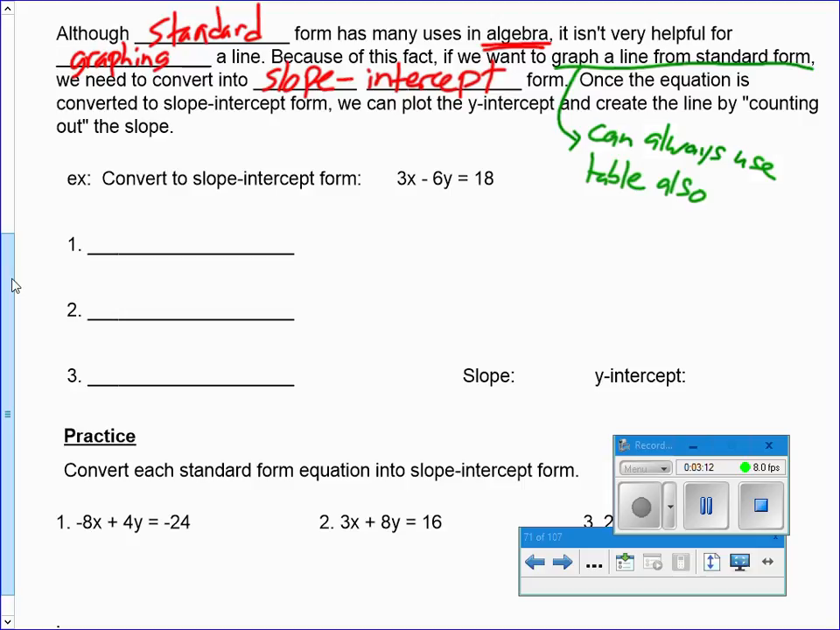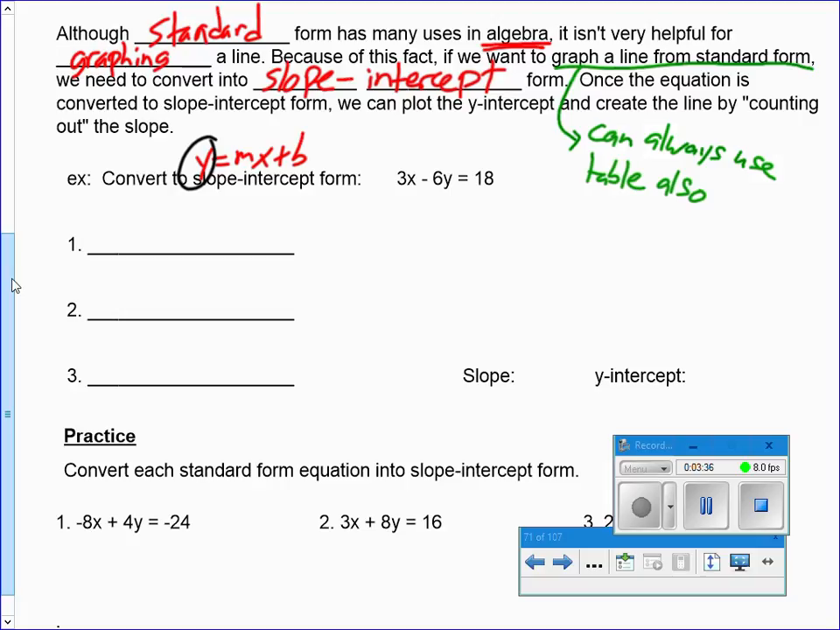So slope-intercept form, that's y equals mx plus b. The most important thing to know on this is that y is completely isolated on the left-hand side, so it's by itself. So we have a standard form equation, and what we're going to work to do is get just this y here by itself. So we have 3x minus 6y equals 18.